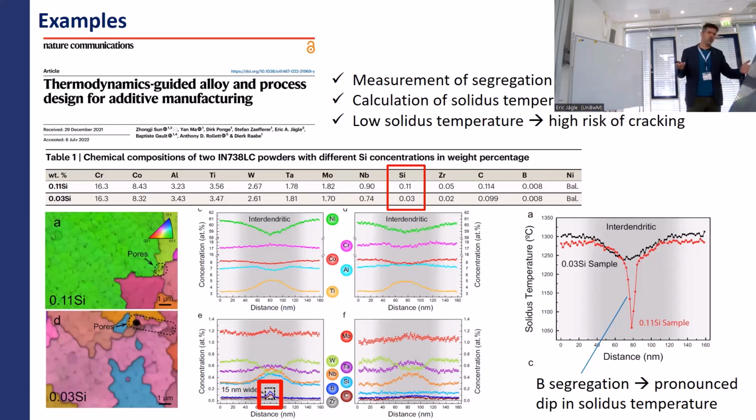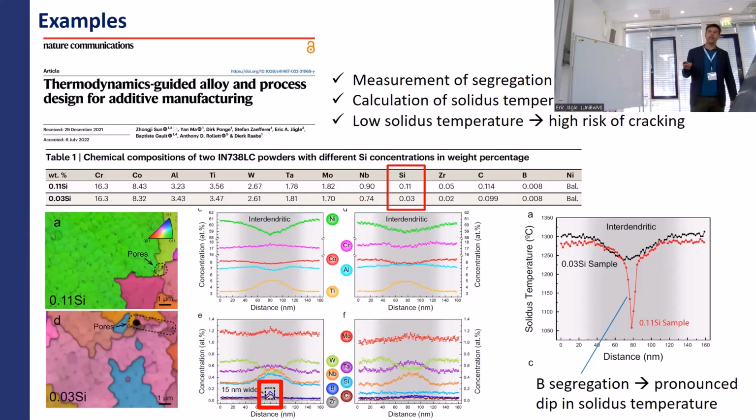And in a nutshell, what they found out was that if you have silicon in the sample, then you have positive segregation of silicon here, but that doesn't seem to be the cause. The cause seems to be that together with that, you have segregation of boron and carbon here. And with the low silicon here, you don't have that. So everything else looks more or less similar, but you don't have this segregation of boron and carbon.